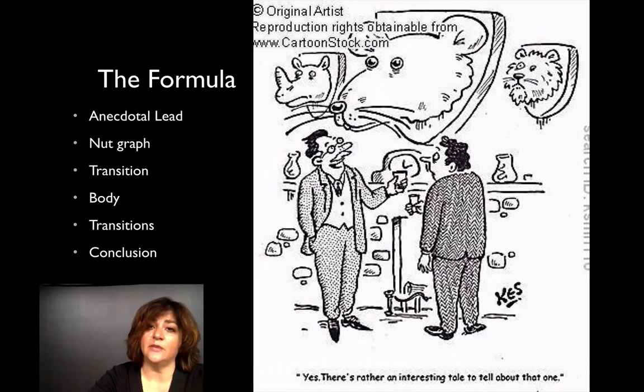This anecdotal lead, which is a narrative story of some sort. It can be a description, and I'll show you some examples of that. The nut graph. Then we transition to the body. The body's going to give us the information that we need to know in more of a linear historical format. Then we're going to transition. We're going to get to the conclusion. The conclusion is really going to make us feel like we finished the story.